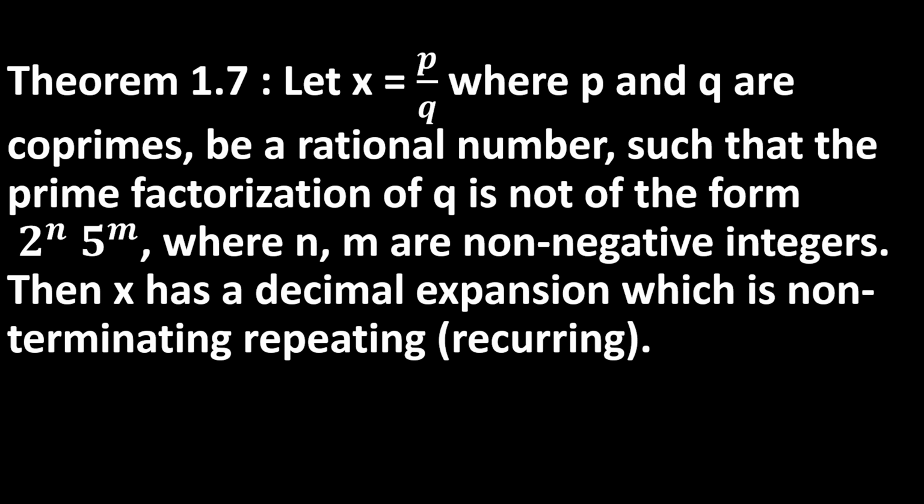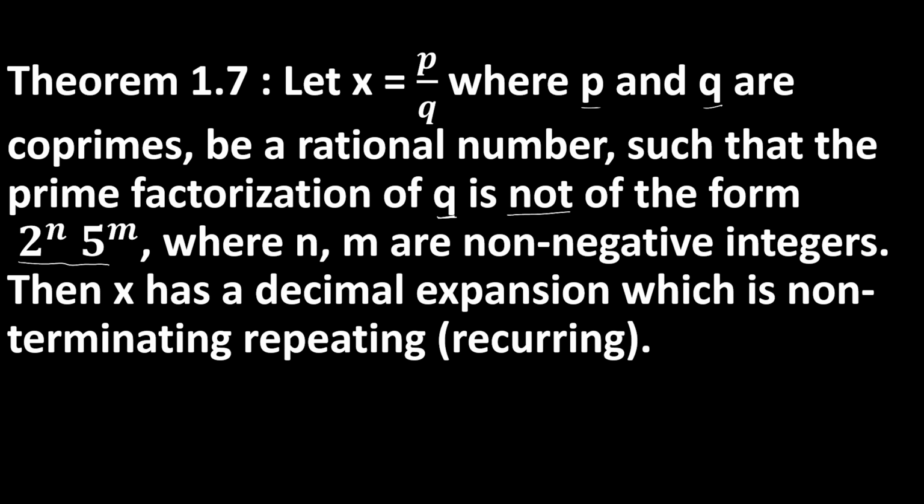Here you can observe that let x equal to p by q, where p and q are co-primes, which means the highest common factor of p and q will be equal to 1. Be a rational number. We are assuming x to be a rational number which can be written in the form of p by q, where p and q are co-primes, such that the prime factorization of q is not of the form, this is very important, it is not of the form 2 raised to n into 5 raised to m, where n and m are non-negative integers.